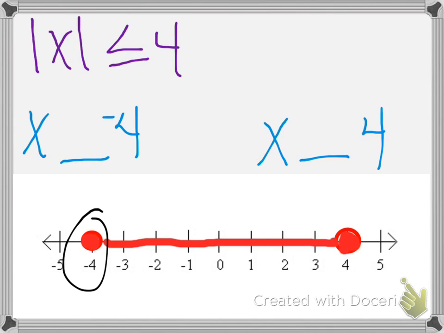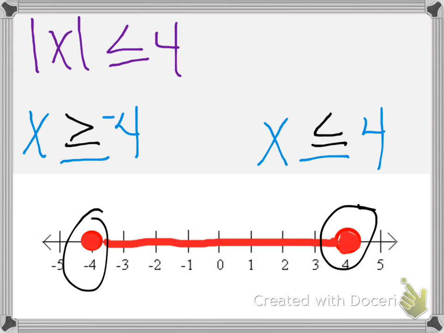Let's look at this, -4. Everything that has been shaded is actually what? Greater than or equal to -4. And let's go ahead and look at this side. Everything that I shaded is actually less than or equal to +4.